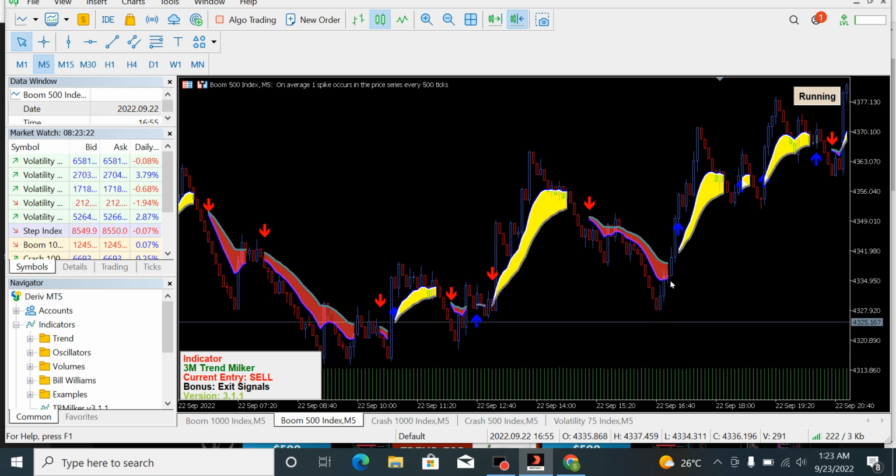Check out the number of spikes that happened around there. You can imagine. So all these periods are very important. It will help you to understand when you should trade spikes and when you shouldn't trade spikes.